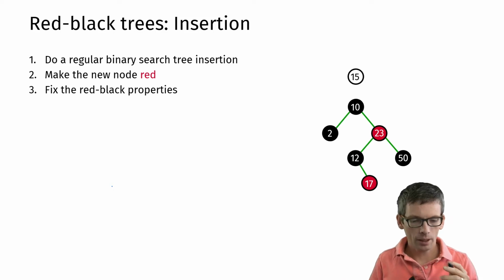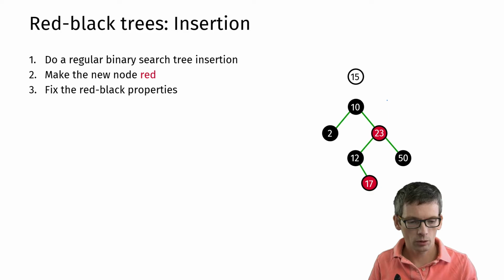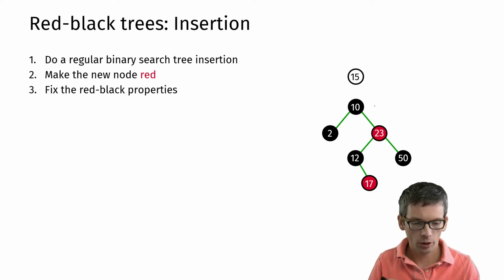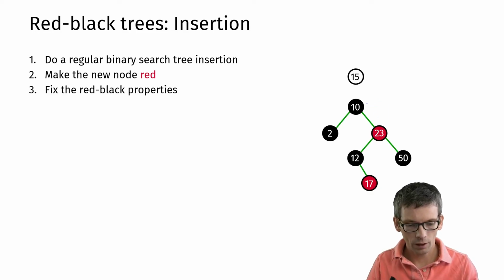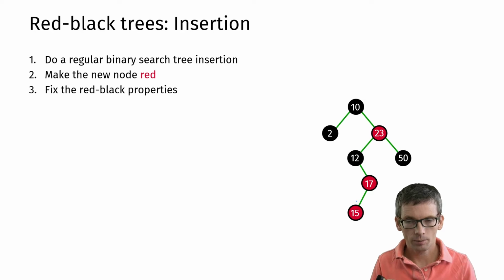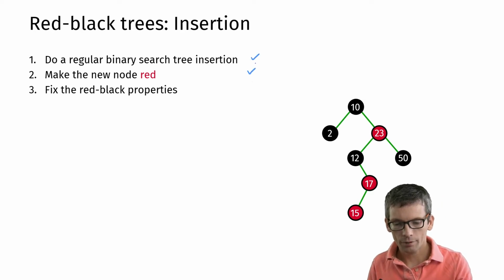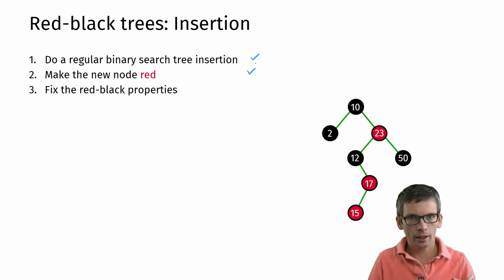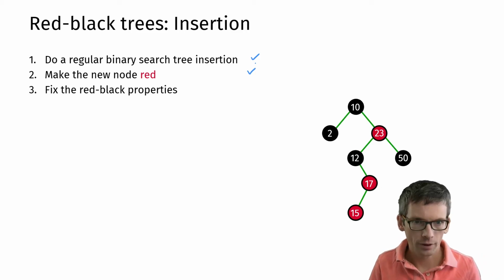Let's look at an example. Let's assume I want to insert the 15. So a regular insertion would do a binary search, or do a search in this tree for the 15. So it's larger than 10, it's smaller than 23, it's larger than 12, it's smaller than 17. Now I know where I want to insert the 15. So now the 15 is inserted as a red node. So I have step 1, I have step 2. Of course, the 2 children again are black nil leaves.